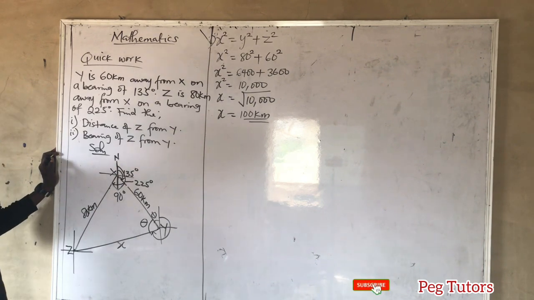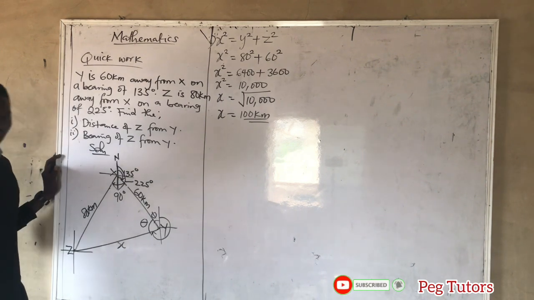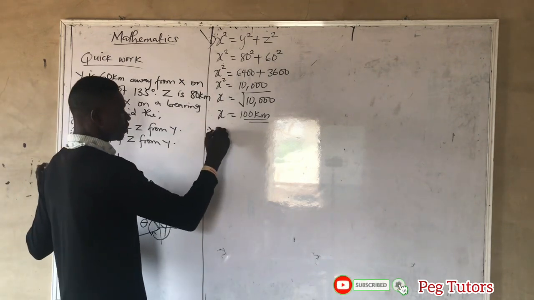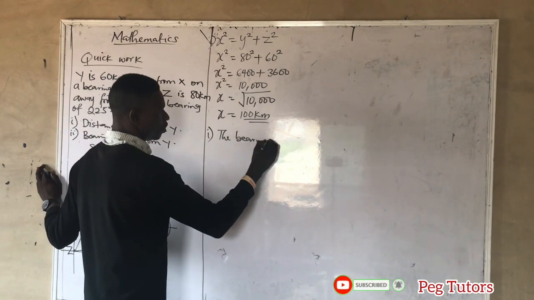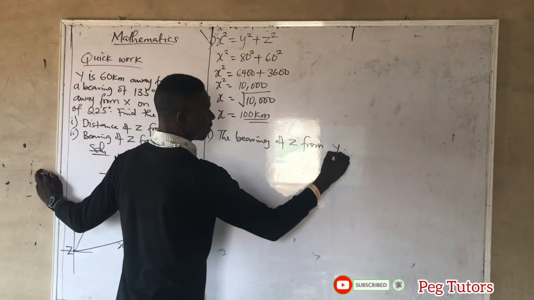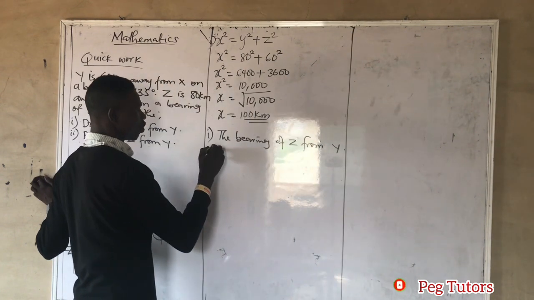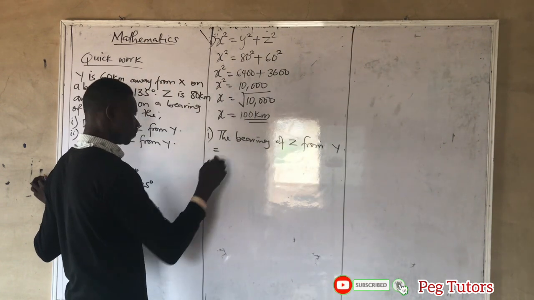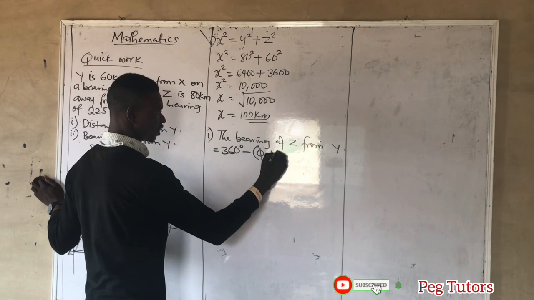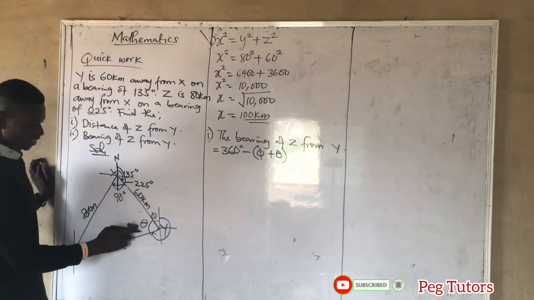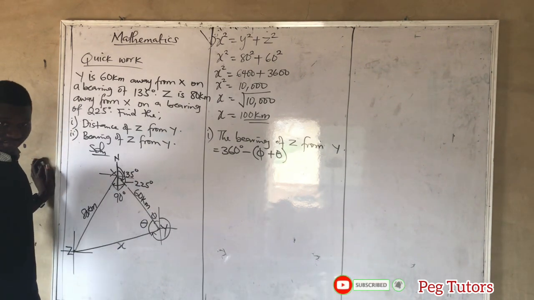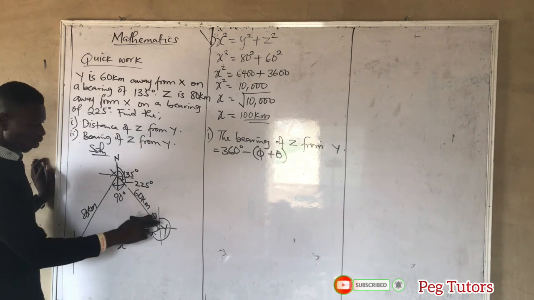Okay, so the question now is, first of all, let's go for phi. What is the angle phi? The bearing of z from y would be equal to 360 degrees minus (phi plus theta). So if we add this angle phi and this angle theta together and subtract it from 360, the remaining one becomes our bearing. So we are left to find what the value of phi is.